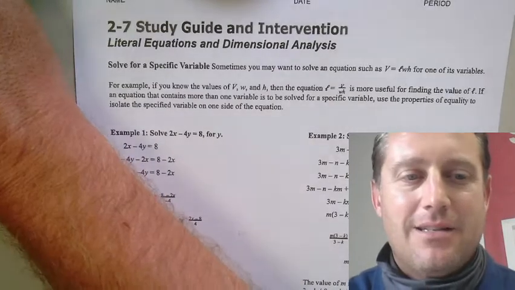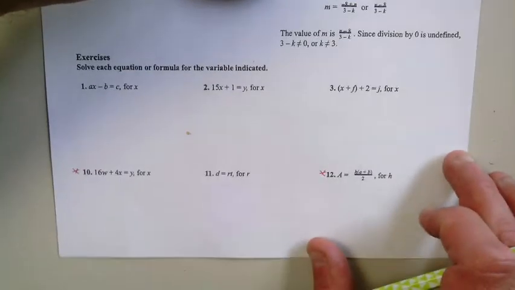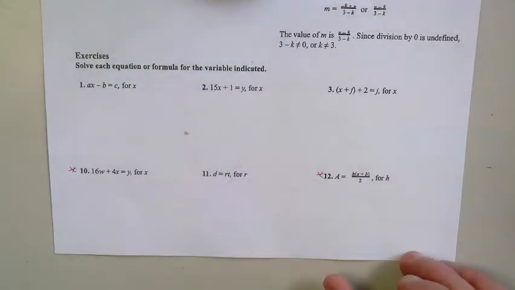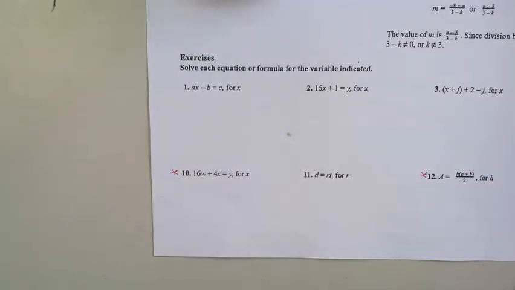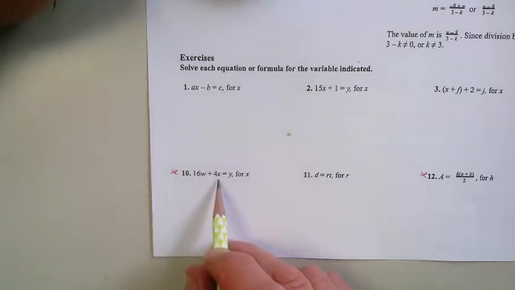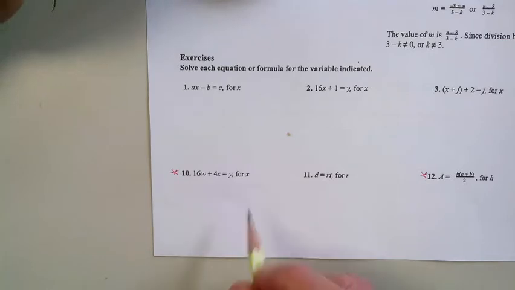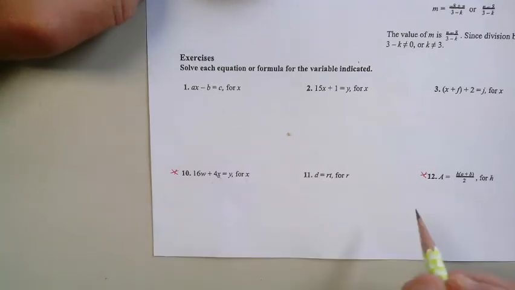Okay, so let's actually take a look at this here. You have those examples up above that you can look at and help you out, but I picked two from down below that I'd like to work out with you. And so here's what's happening. It says solve each equation or formula for the variable indicated. So we have this equation, 16w plus 4x is equal to y, number 10. And we're going to solve for x. We want to get this by itself, okay?